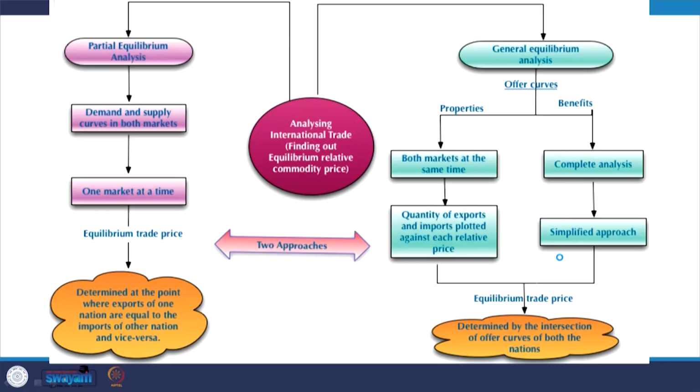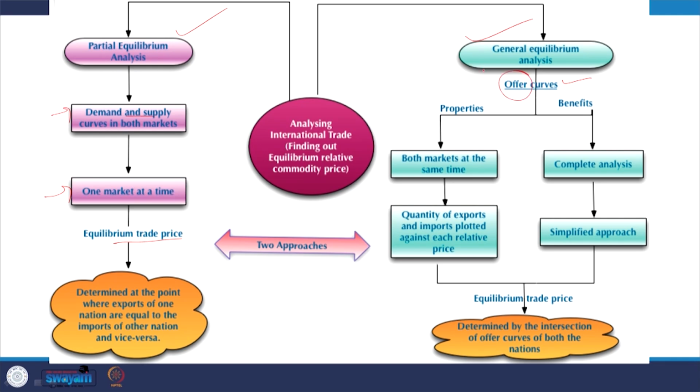This is the flow chart, the structure we have already discussed, but since in the last week we have opened this up, why not discuss it again. As I told you, there are 2 approaches to discuss. One is called the general equilibrium and the other is called the partial equilibrium setup. In the partial equilibrium I already pointed out demand and supply in only one market, and that determines the price, whereas in the general equilibrium analysis we should take the help of offer curves, and what is the use of offer curves will be explained.